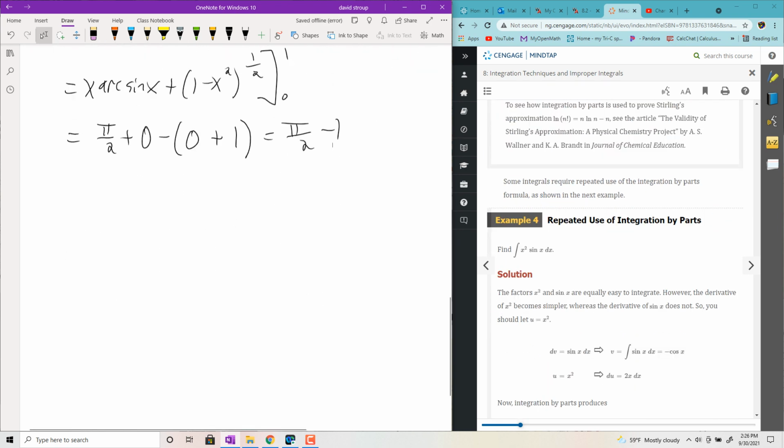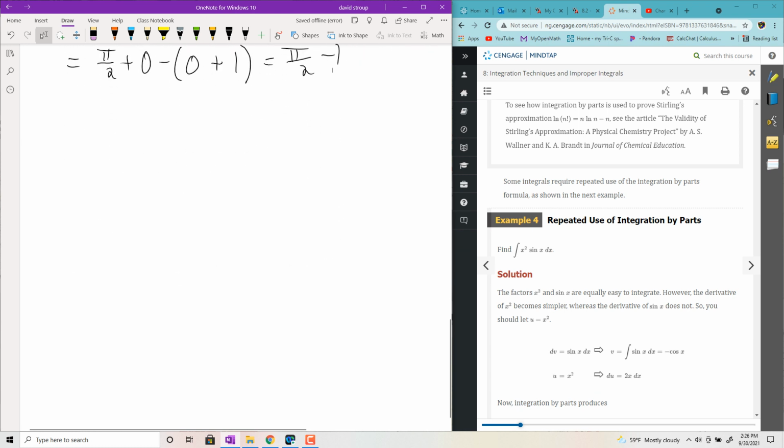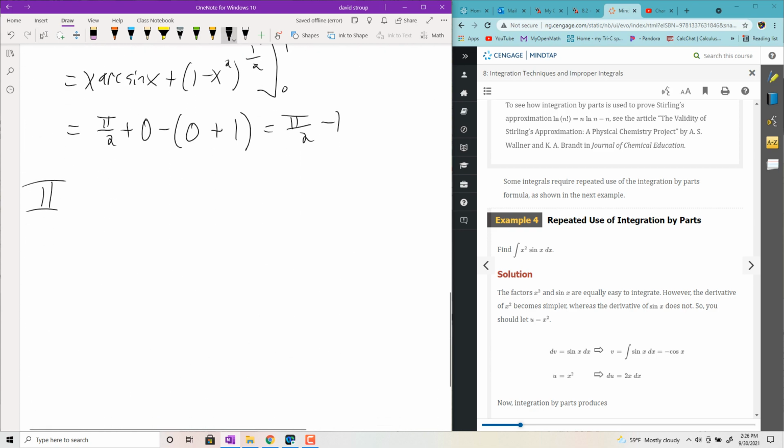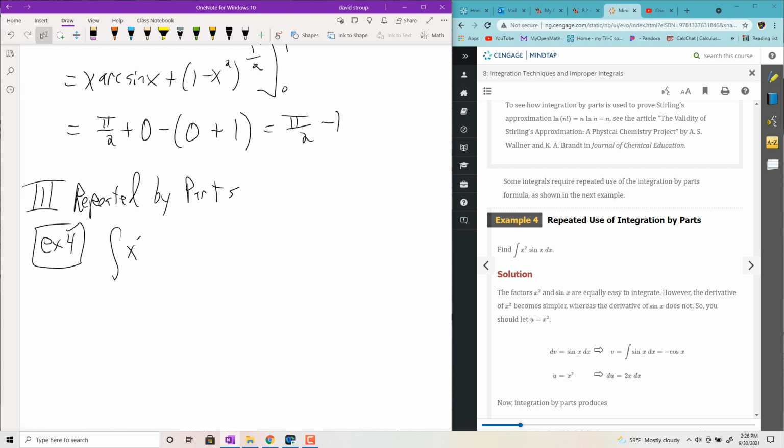You could do integration by parts more than once. Okay, so I guess maybe let's do a different section. Section 3, repeated by parts. Our example number 4, I'm doing the integral of x squared sine x dx.